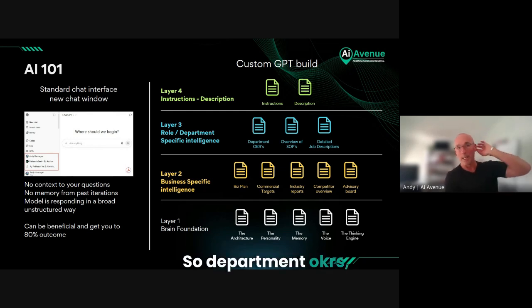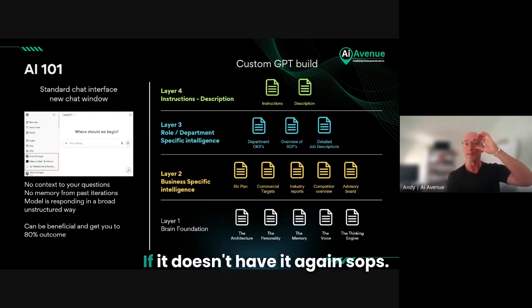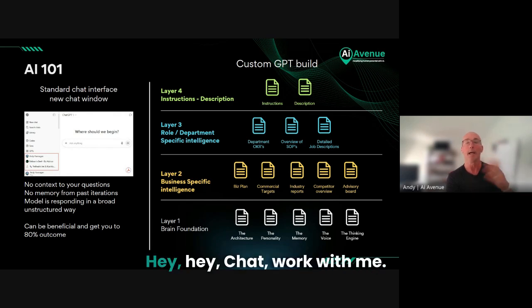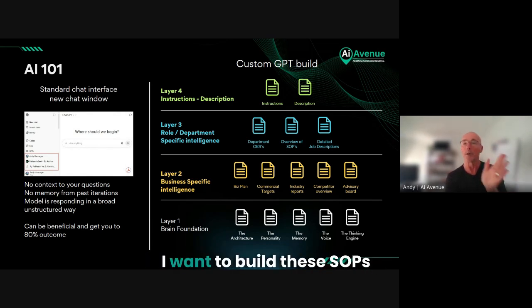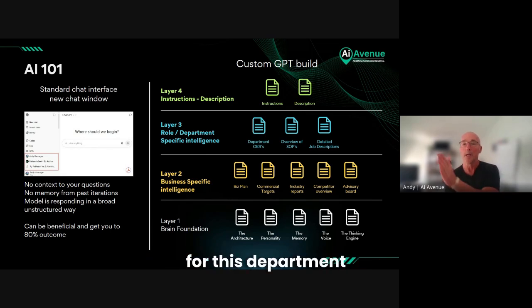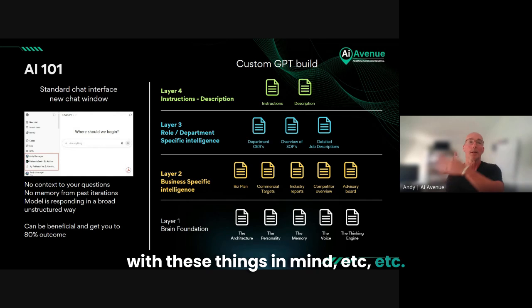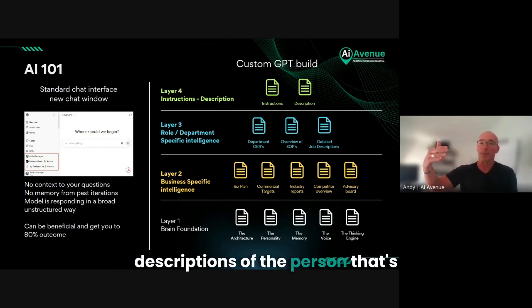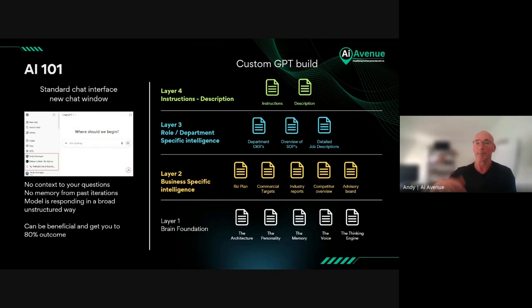So department OKRs, and an overview of any SOPs if it doesn't have them. Again, SOPs, it'll eat that for breakfast. If you don't have SOPs and you think that it's a valid thing, hey chat, work with me. I want to build these SOPs for this department with these things in mind, et cetera, build your SOPs. And then detailed job descriptions of the person that's in that role or in that department. So then you've got layer 3 signed off.